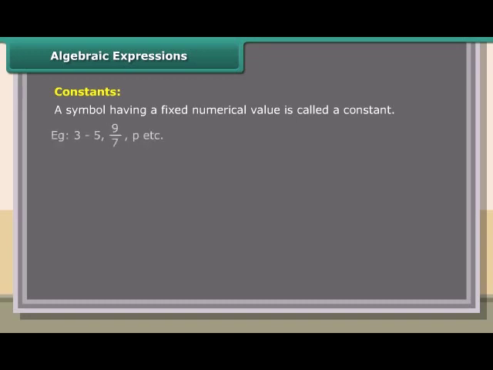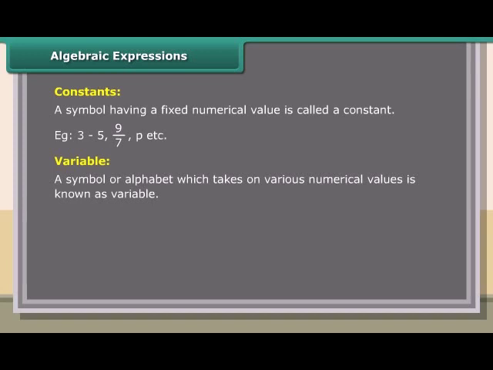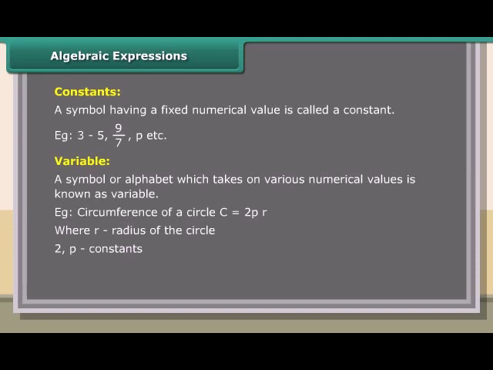Algebraic expressions. Constants. A symbol having a fixed numerical value is called a constant. Example: 3, minus 5, 9 upon 7, pi, etc. Variable. A symbol or alphabet which takes on various numerical values is known as a variable. Example: circumference of a circle C is equal to 2πr, where r is the radius of the circle. 2π are constants, C and r are variables.